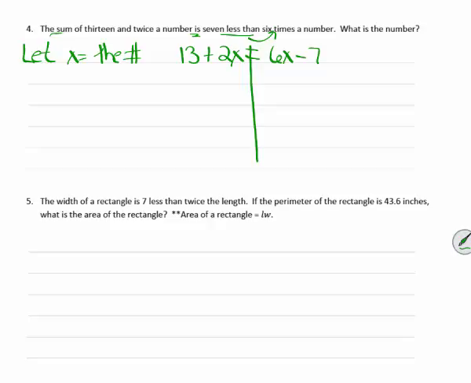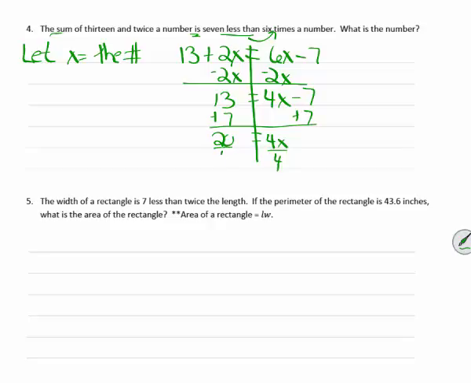No parentheses, no like terms, but there are variables on both sides, so I'm going to subtract 2x. You could do the 6. So 4x minus 7, add 7 to both sides. 20 equals 4x, divide by 4. So 5 equals x.